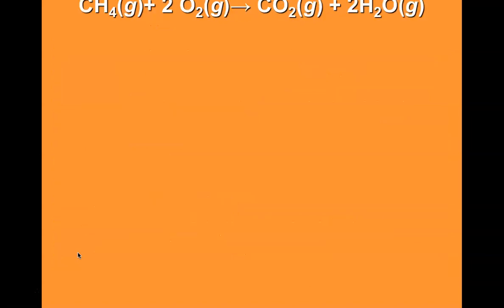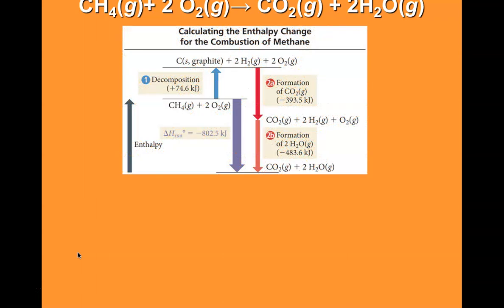All right, so a couple examples we'll look at. Here's the combustion of methane. Methane plus oxygen gives you CO2 and H2O. Here's a graphic similar to the one we first saw with Hess's law. So we can see that methane and oxygen, with the purple line, are producing carbon dioxide and water. It has a delta H of the reaction of minus 802.5 kilojoules.